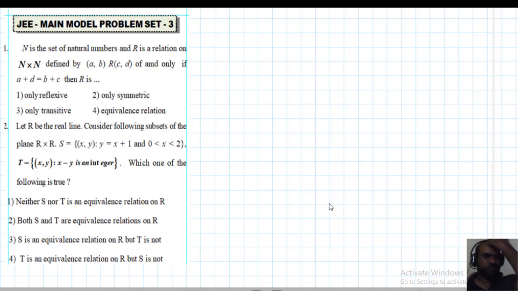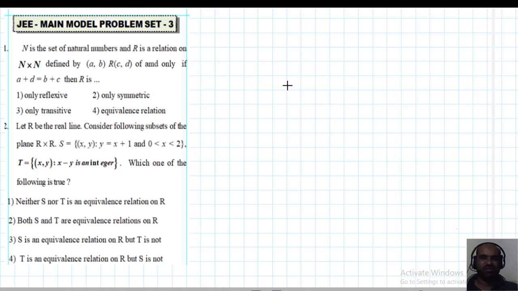Hello students, this is the sixth part of relations. Today I am going to explain JEE model problem set 3 and 4. Before that, again I want to explain the definition of relation.